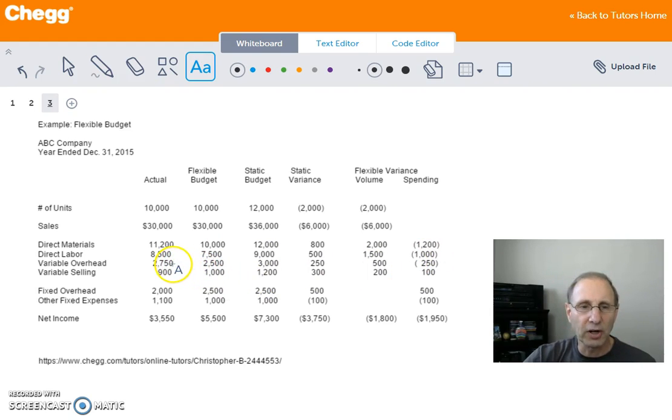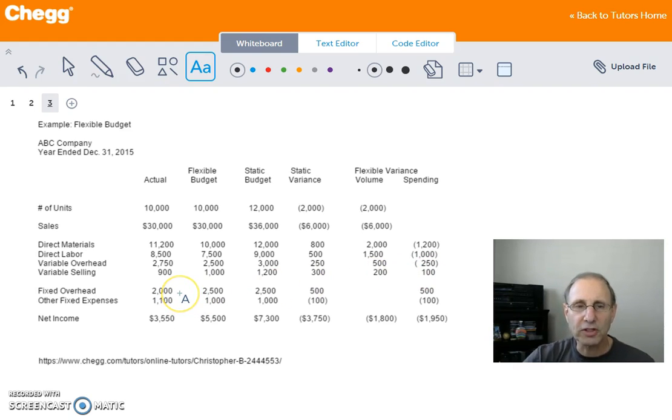The same pertains to variable overhead and variable selling. We take the flexible budget amounts, compare them to the static budget, to come up with our volume variance, which in both cases was favorable, $500 and $200 respectively. And then we compare our variable overhead and variable selling actual expense to the flexible budget. And we can see in this case that as far as variable overhead, we had an unfavorable variance of $250 in spending, but we were favorable in spending on our variable selling by $100.